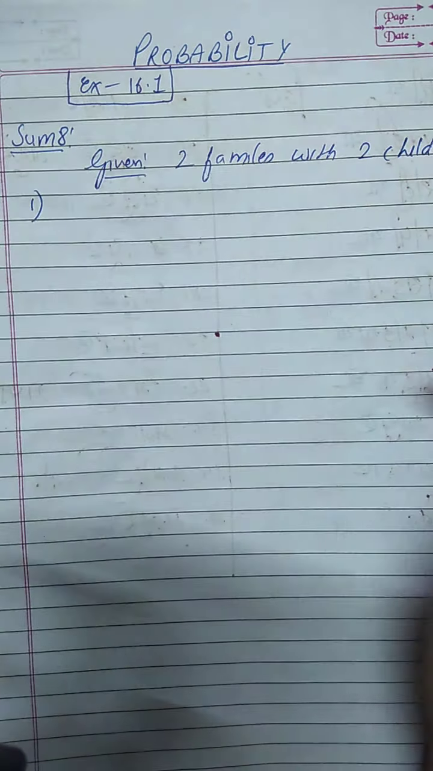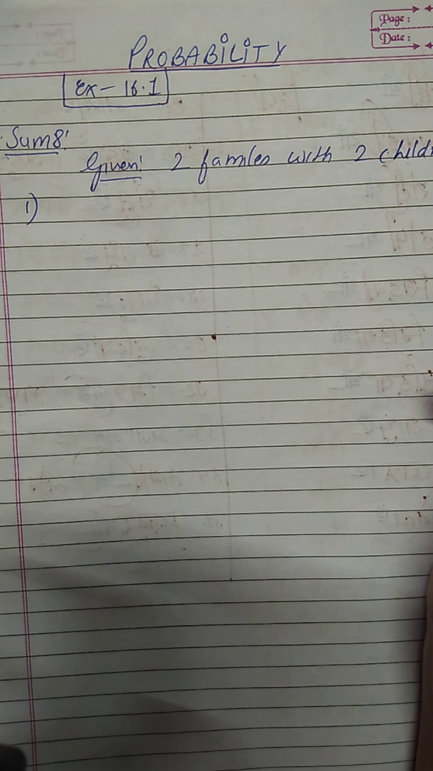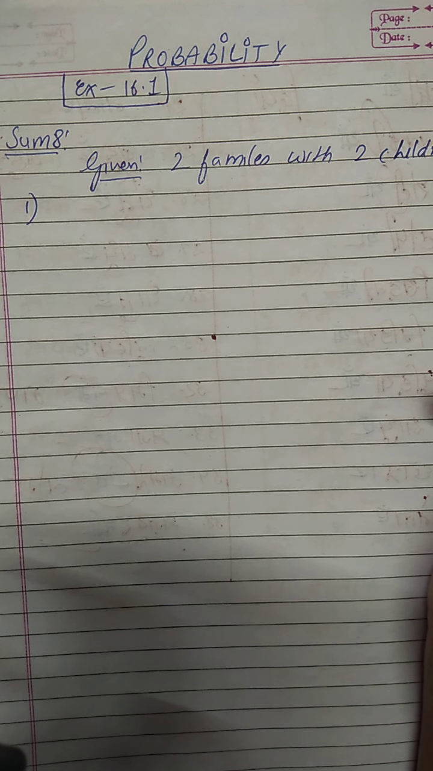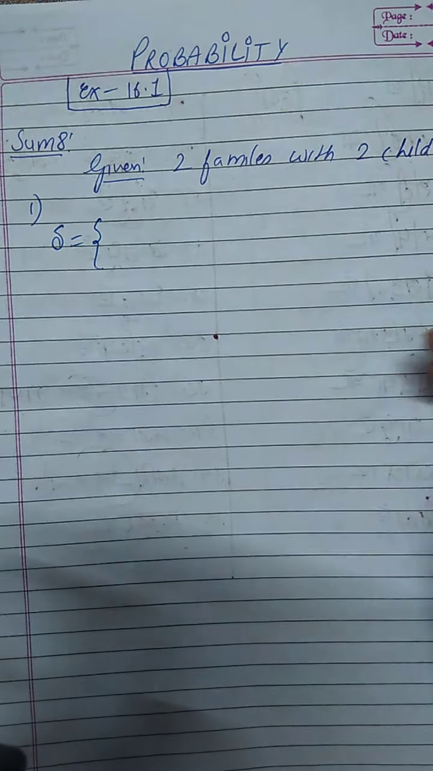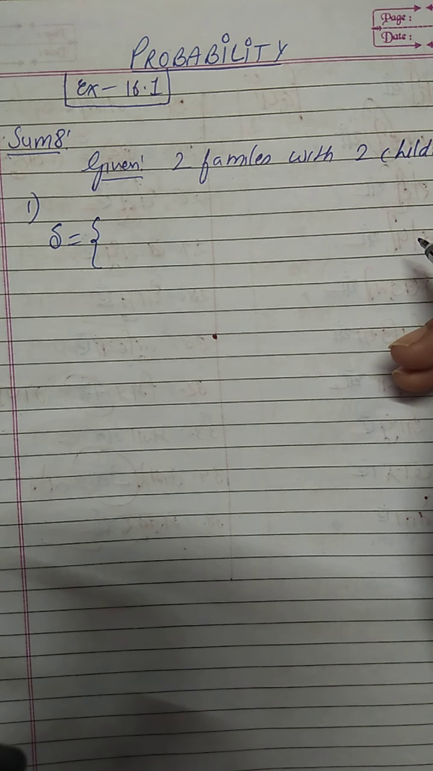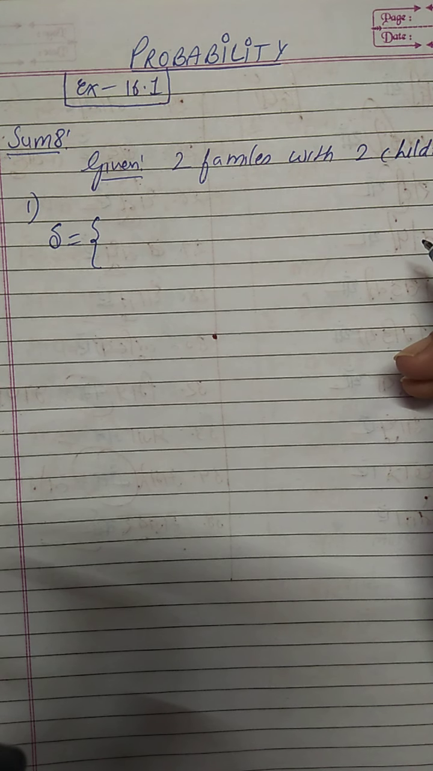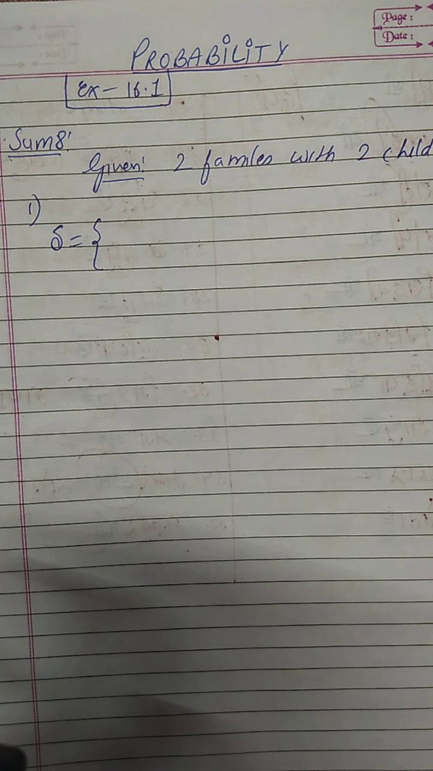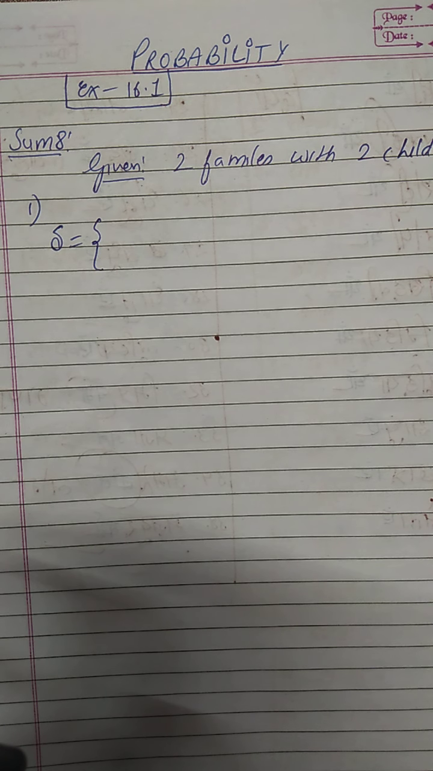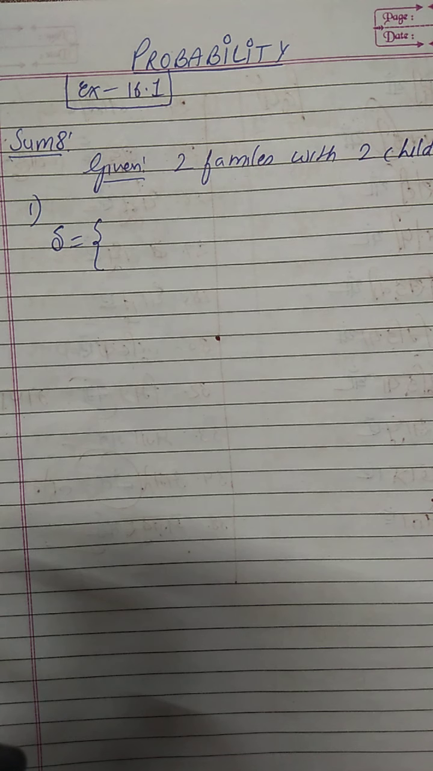The first part is what is the sample space if we are interested in knowing whether it is a boy or girl in the order of their births. So we have to write down the sample space according to the order of the birth, like the first child, then the second child. And there are two families. In the first family it can be both boys, both girls, or one boy and one girl, like that.